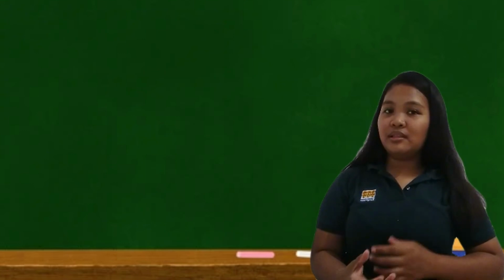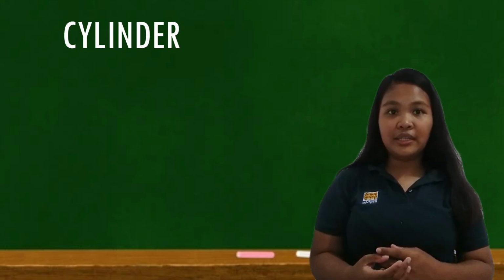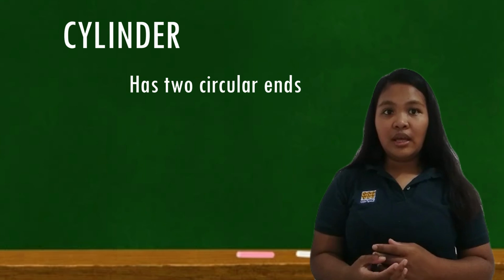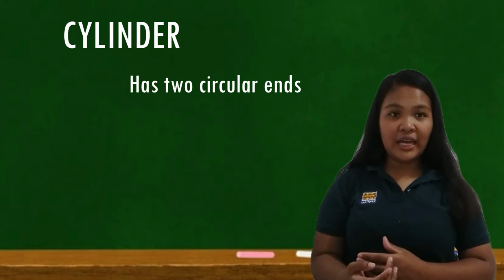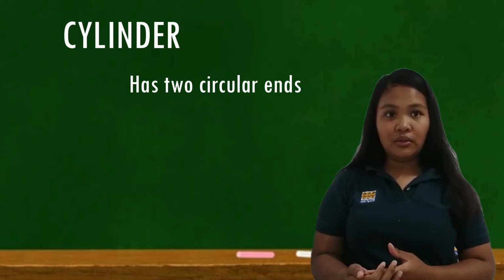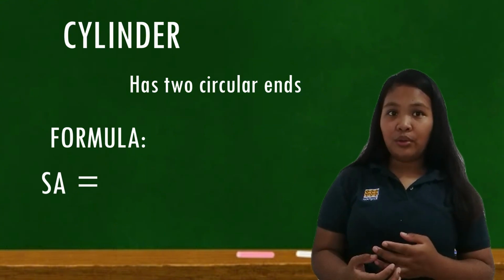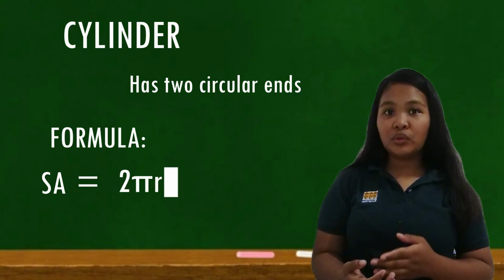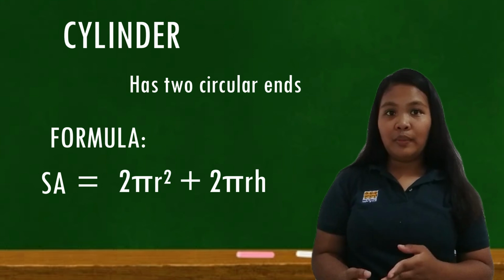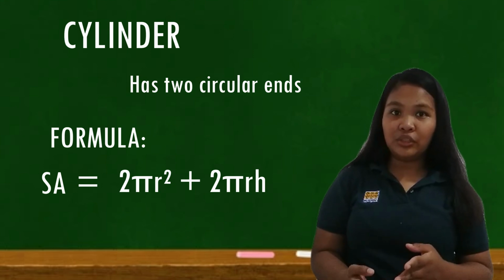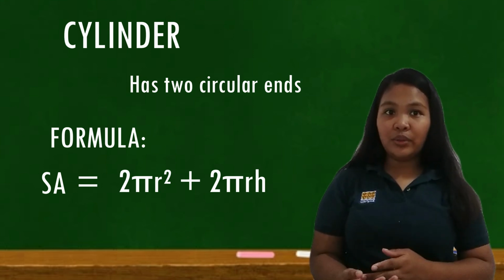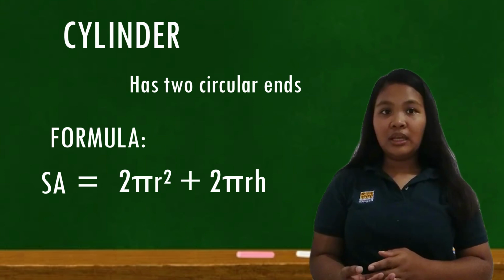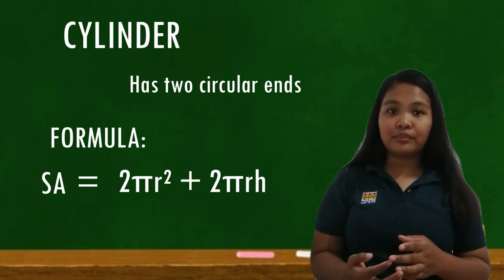The next is the cylinder. A cylinder has 2 circular ends and a smooth curved side, like a water bottle. To find the surface area, we use the formula 2 pi r squared plus 2 pi rh, where r is the radius of the circular base and h is the height.